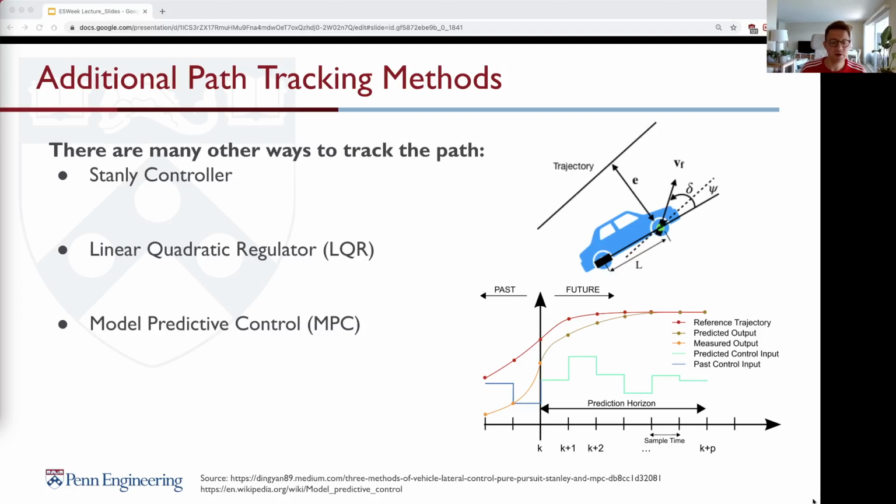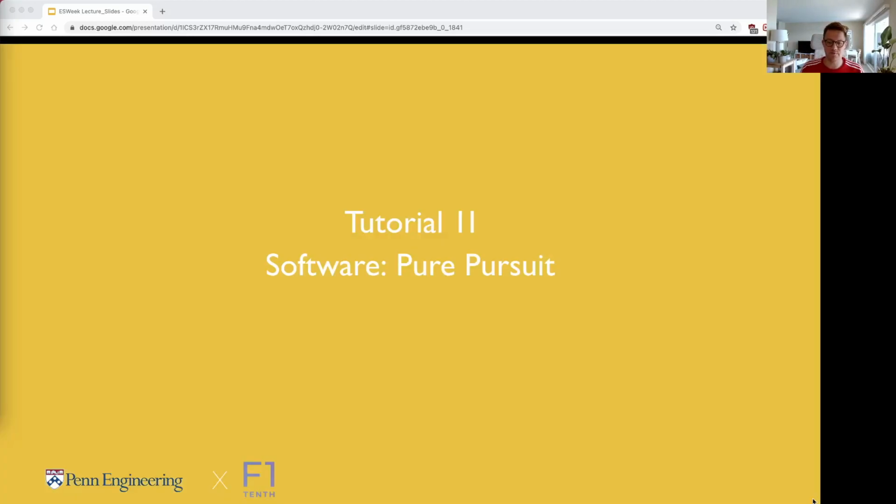Now we are at the end of the theory of the pure pursuit controller, and it's time for you to have a look exactly how this is set up in code.